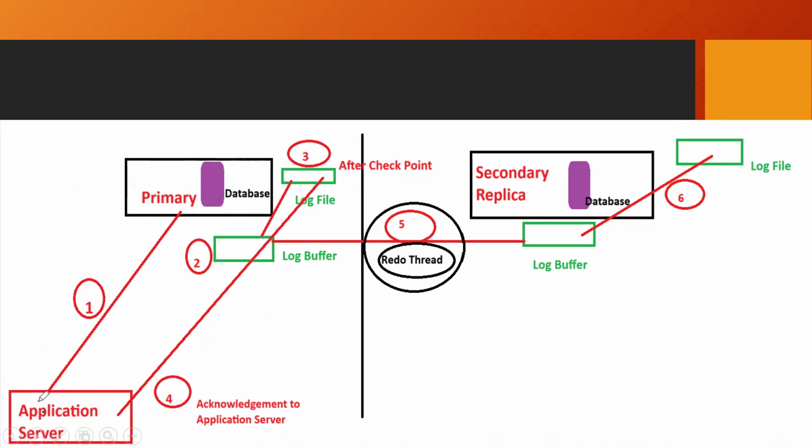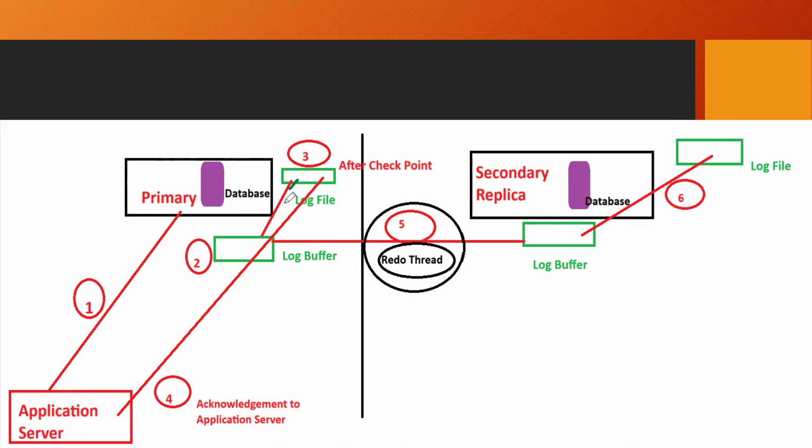So the user fires and does some DML operation on the primary replica of the database. It writes into the log buffer, and after the log buffer it is moved to the log file of the primary replica. Once it is written here, the acknowledgement is sent to the application server that one row has been committed. After that, what will happen?